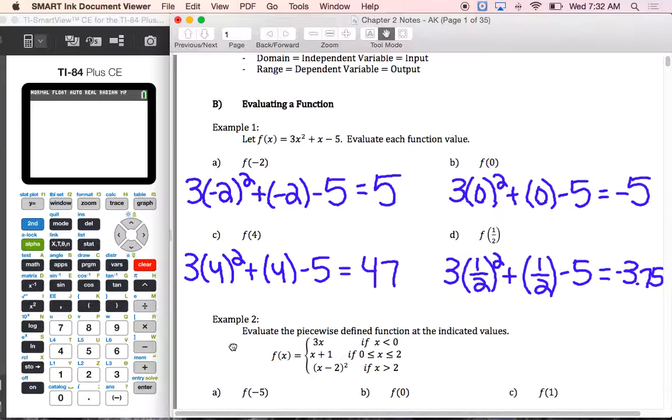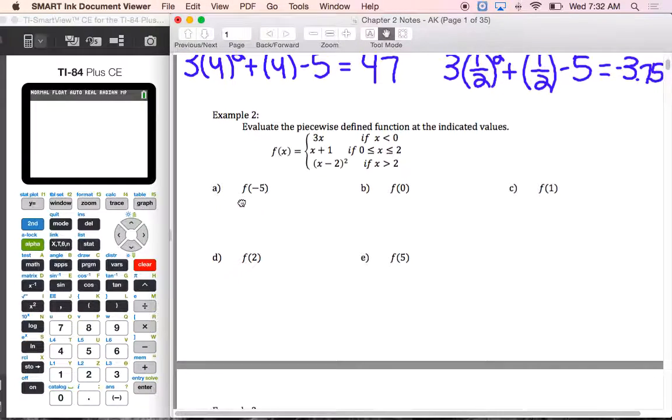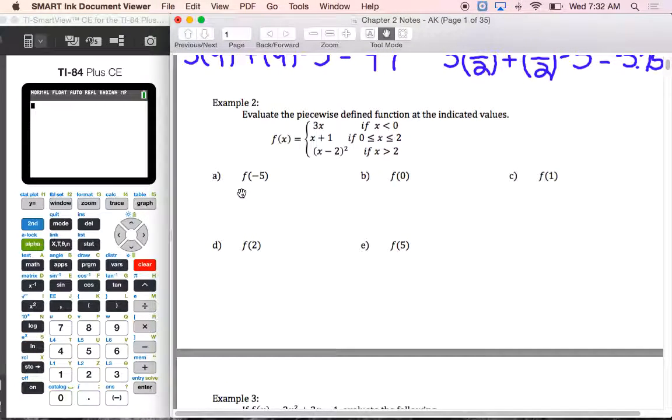So if it says evaluate, all you're doing is plugging it in. Now for example 2, we're going to look at piecewise defined functions. Piecewise defined functions give you multiple equations. You've got to figure out what equation you're going to use. So for A, we have -5. You've got to figure out which one of these 3 -5 is going to fit in. So you're not looking at your equations, you're looking at the if parts. So -5 would be less than 0. Because -5 is less than 0, I use the first equation.